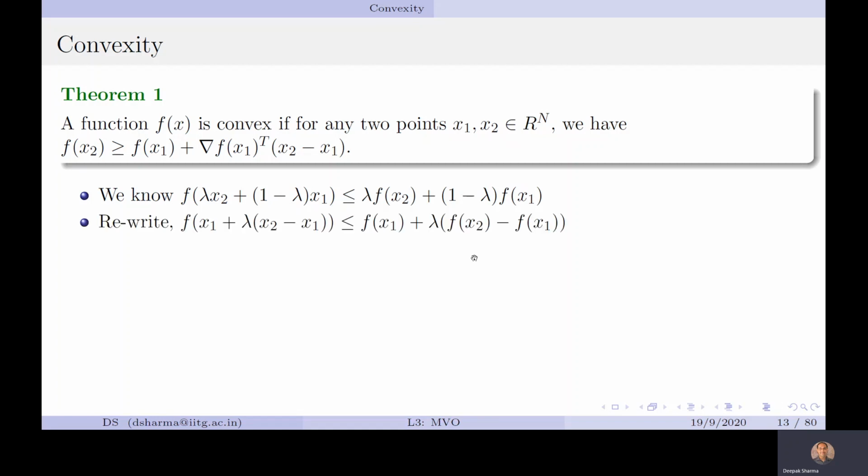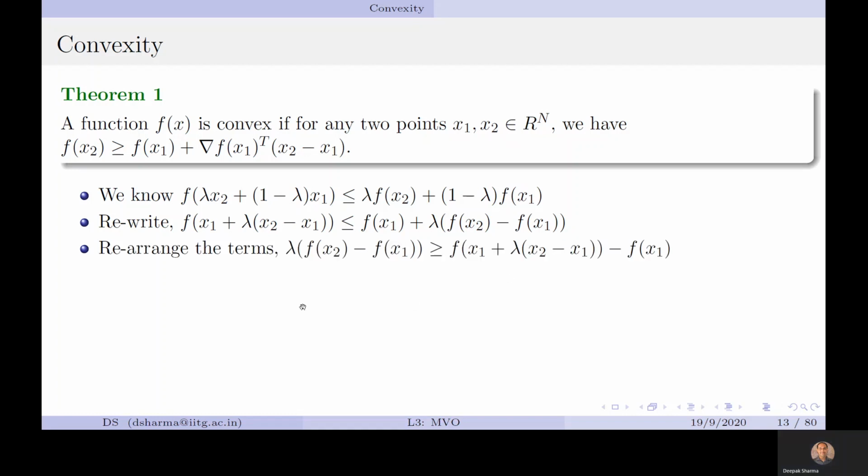Now let us rewrite this. Rewrite means we'll take x1 out, plus the lambda term and then all the factors inside the bracket. So f of x1 plus lambda times (x2 minus x1) inside the bracket. And on the right hand side also we will rewrite. So here f of x1 plus lambda times (f of x2 minus function value at x1). Now we are rearranging the terms. So let us look at the right hand side of the previous equation.